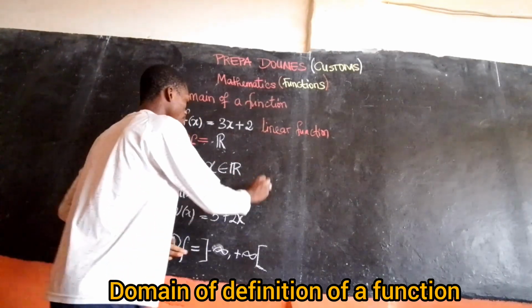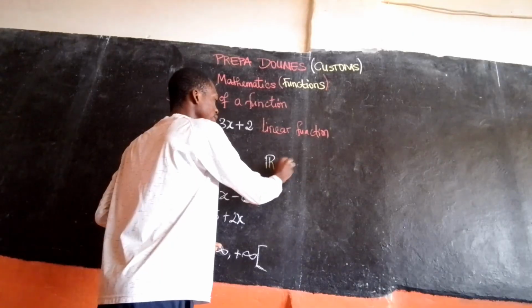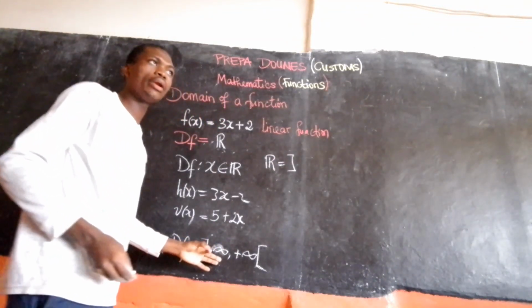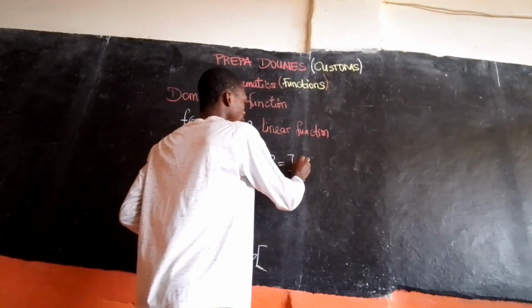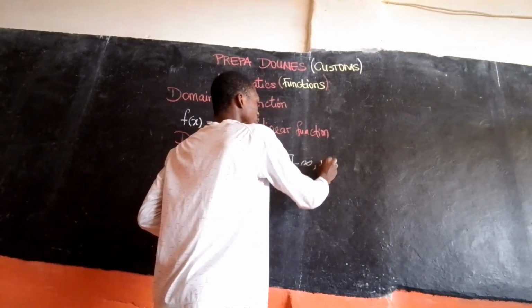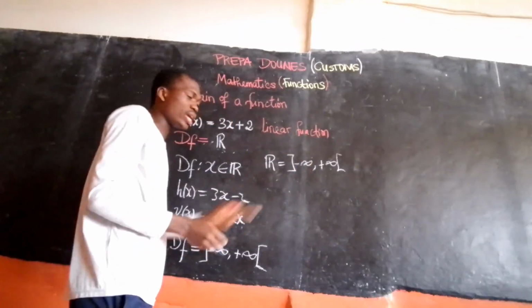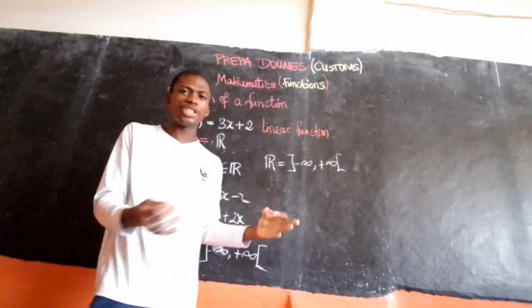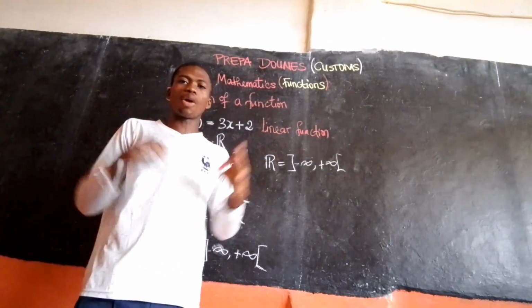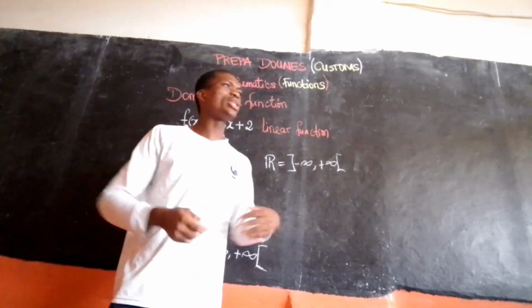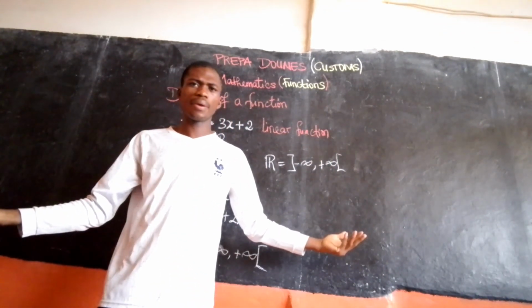In mathematics, a set of real numbers is equal to all numbers from negative infinity to positive infinity. What is the meaning of infinity? Infinity is an imagination of a very large number. So we consider infinity to be the biggest number.